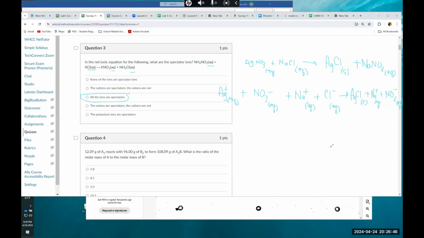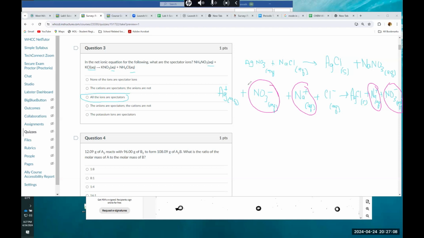Which are exactly the same on both sides of the reaction? The sodium ion, okay, and what else? The nitrate. And the nitrate, that's right. So those are spectators.